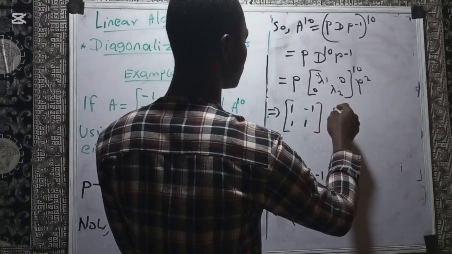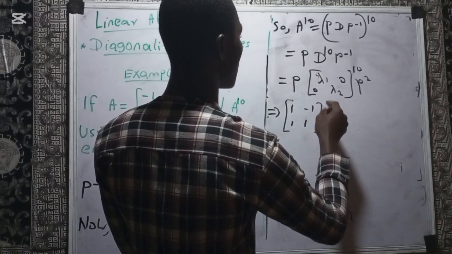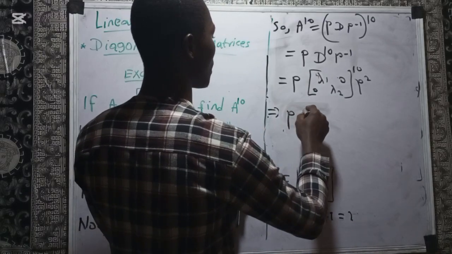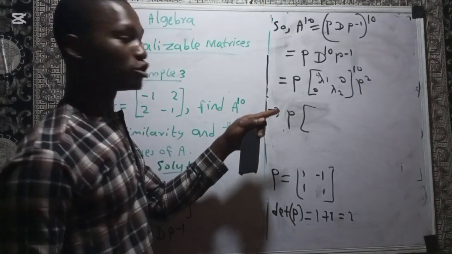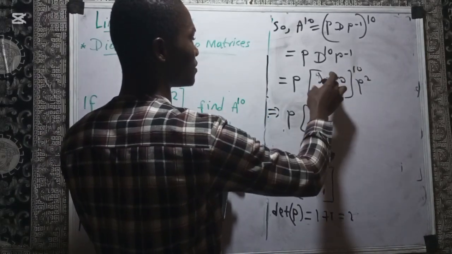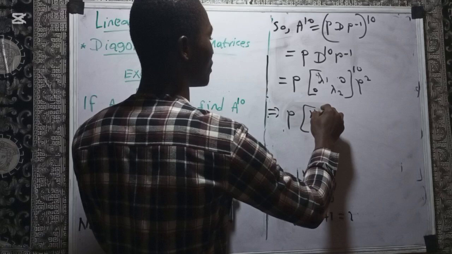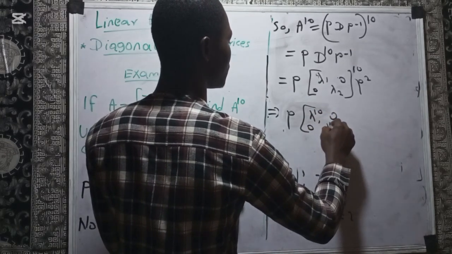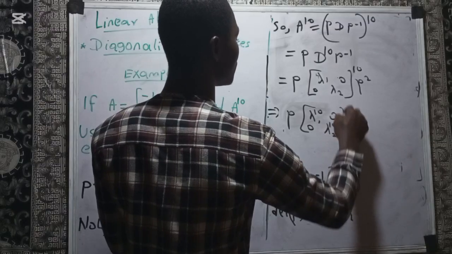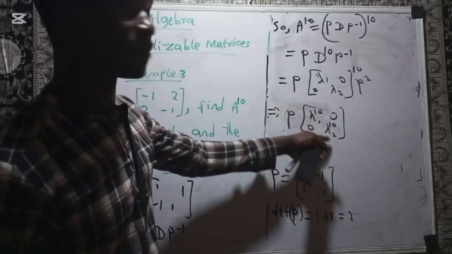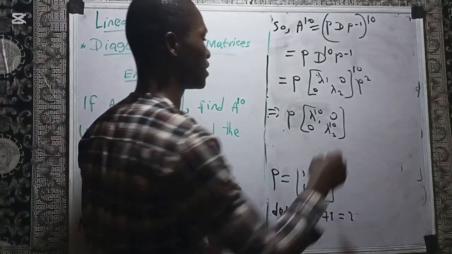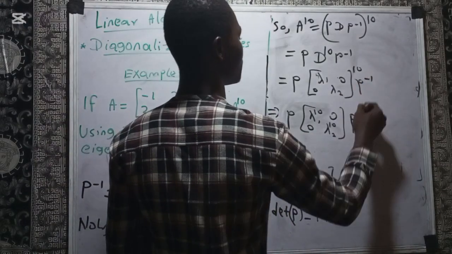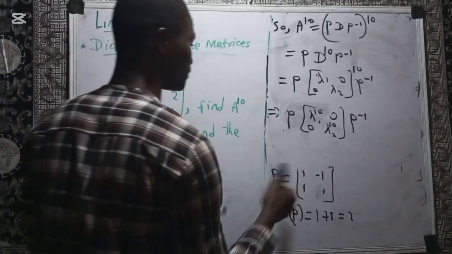Then our D, before writing that, let's just simplify further. This will be P. Then this power is the same thing as lambda 1 raised to power 10, lambda 2 raised to power 10. So the powers will be distributed on the entries of the principal diagonal of this diagonal matrix. So this is P inverse. So this is what we have.